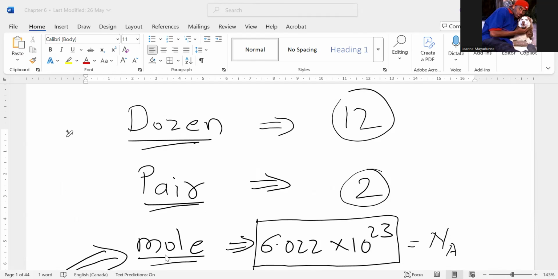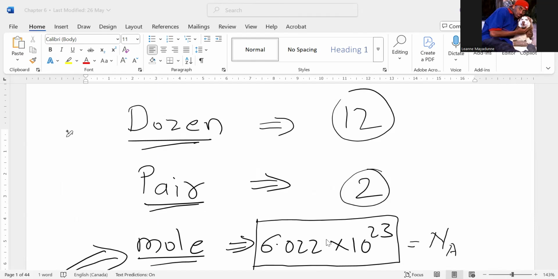Similarly, whenever we talk about a mole, we are talking about a number. It's a unit representing a number. That number is 6.022 × 10^23, also called Avogadro's number.